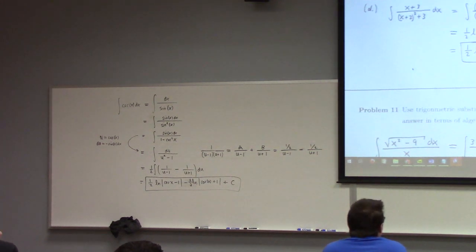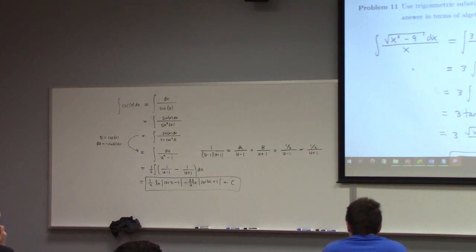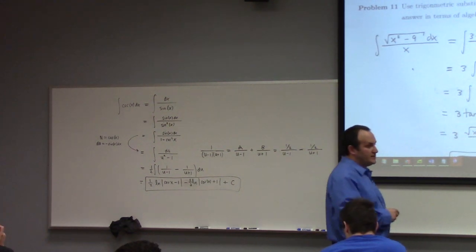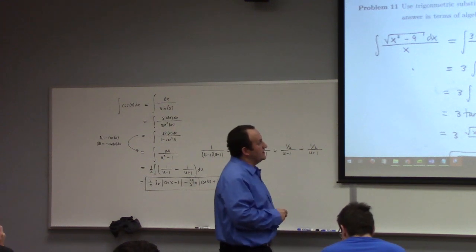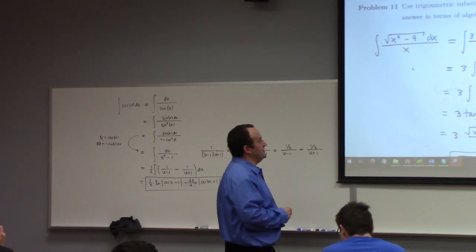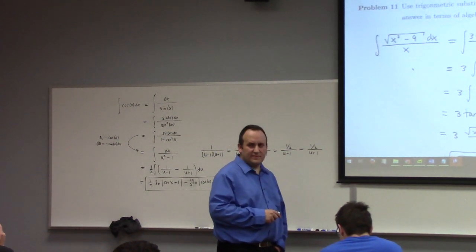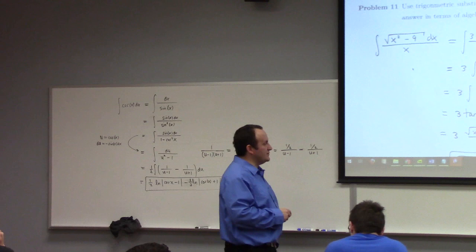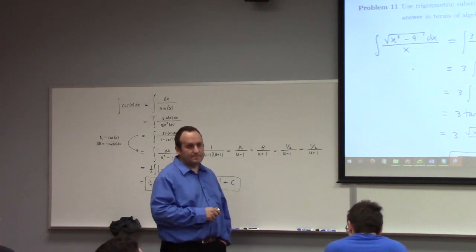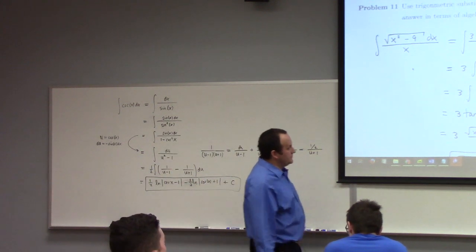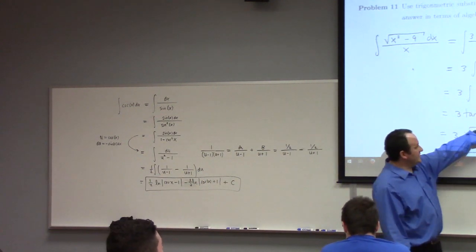Let's see here. Here's one. Problem 11 on the math battle. X squared minus 9 over x. So I made an x equals 3 secant theta substitution, right? And that worked out nice, right? Integral of tangent squared. That's not bad at all. It looks scary, though, until you realize, wait a minute, that's secant squared minus 1, and secant squared is elementary, right? So we know that the integral of secant squared is tangent. So we get 3 tangent theta minus 3 theta.